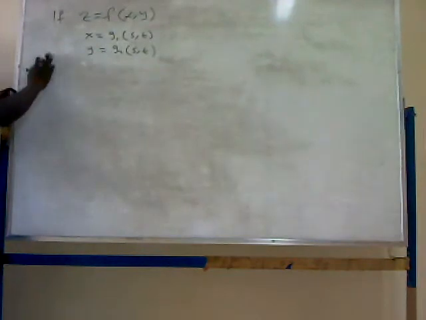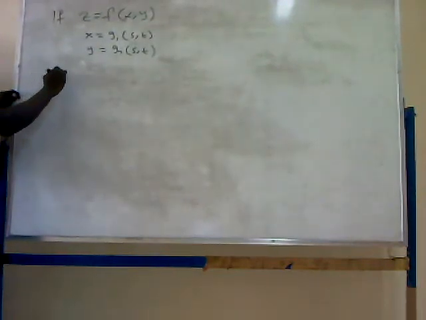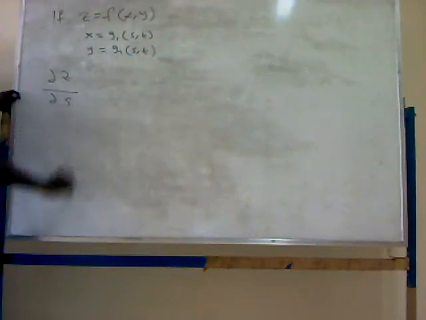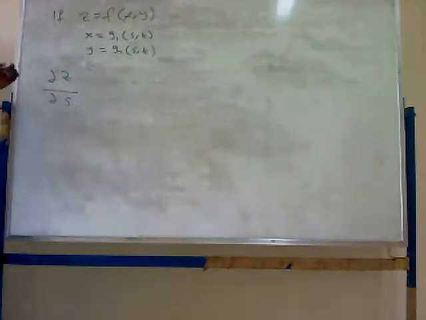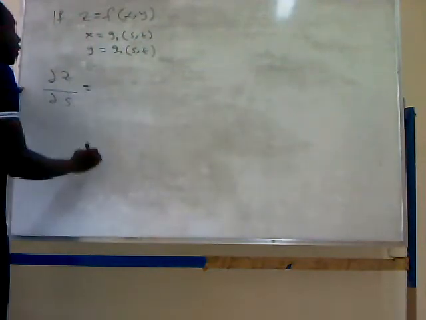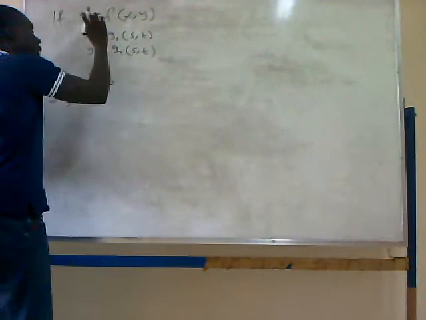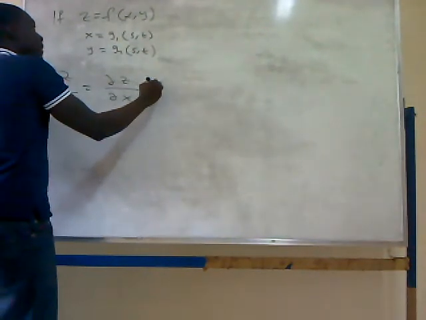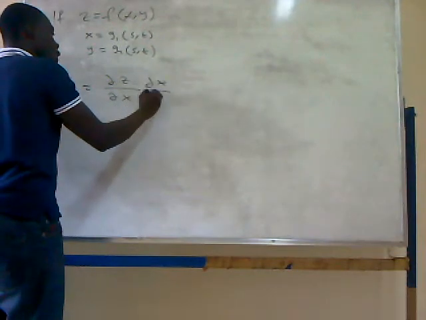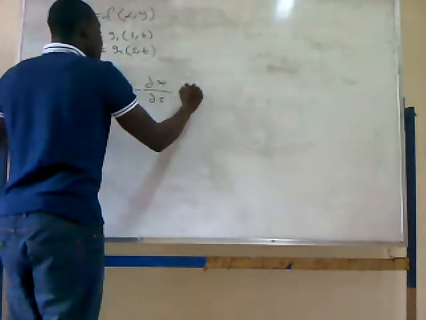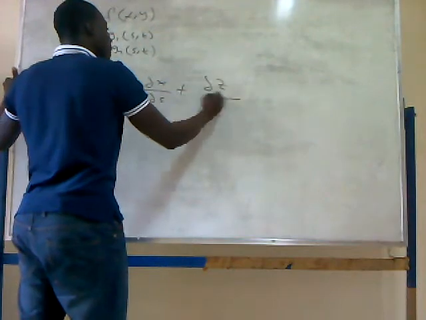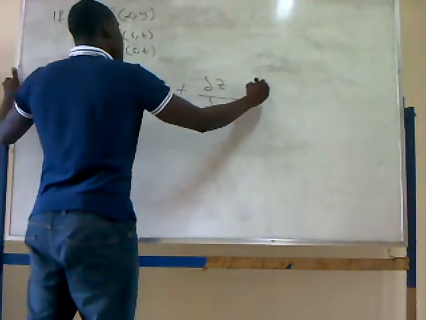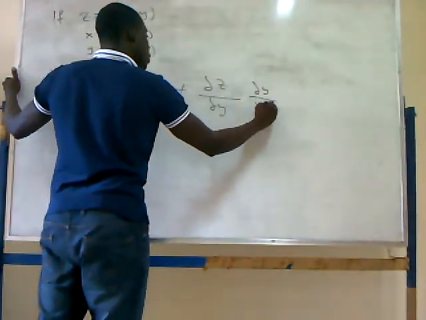So we can now find the rate of change of z with respect to only s. That is the partial differential of z with respect to s. And this is given by, first we differentiate z partially with respect to x and differentiate x partially with respect to s, plus then we differentiate z partially with respect to y and differentiate y partially with respect to s.